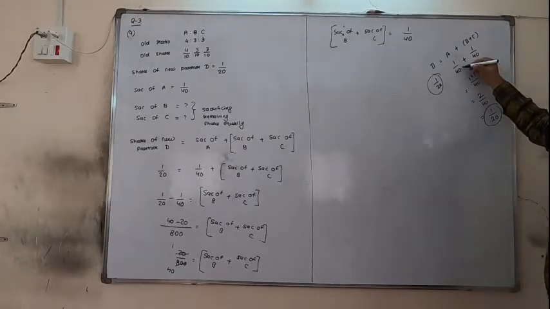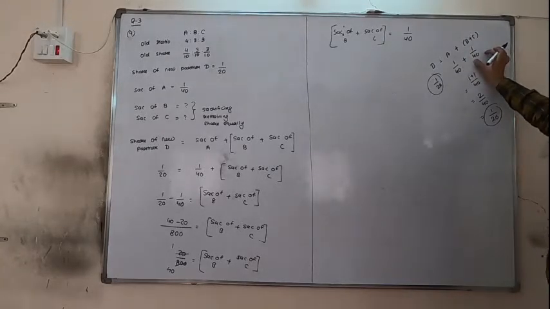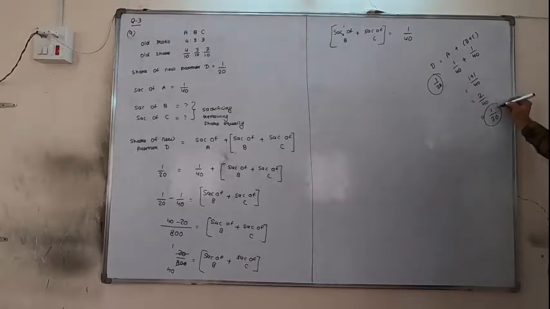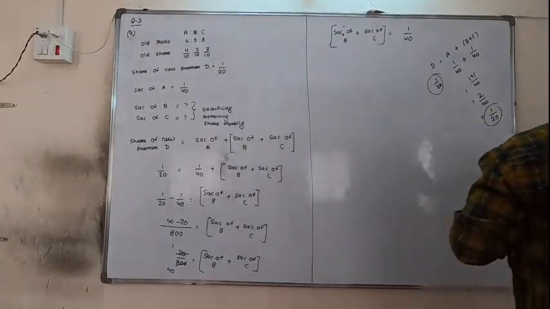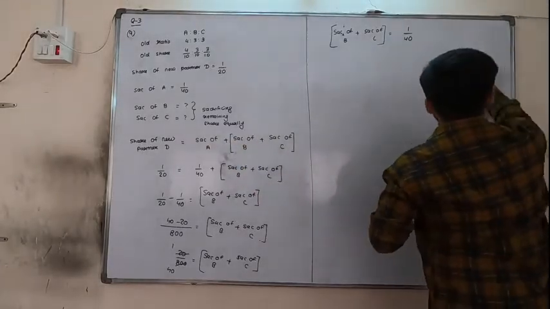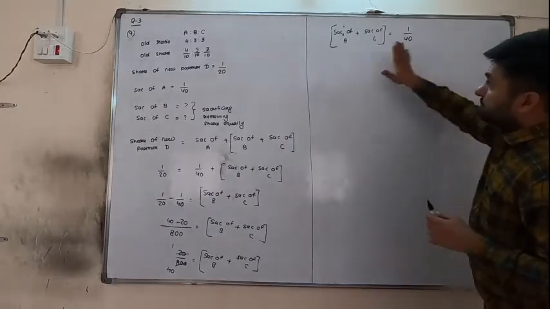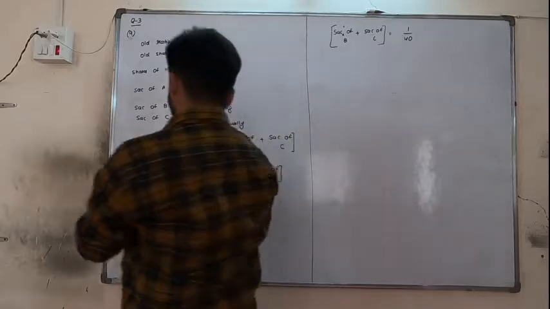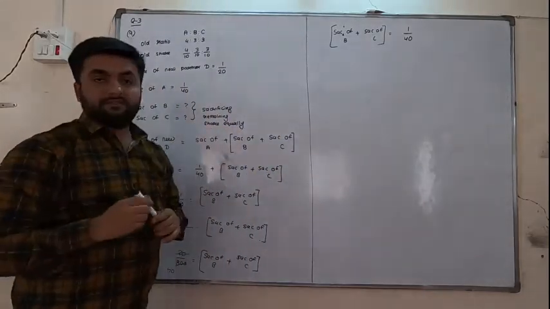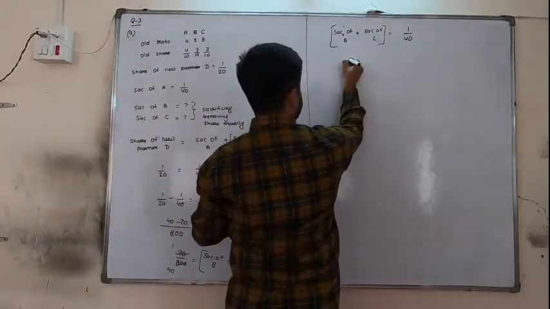For A it is 1 by 40. For collectively B and C it is 1 by 40. So 1 by 40 plus 1 by 40 is 2 by 40. If we cut, then it is 1 by 20, and the share of the new partner is 1 by 20 only. Now what to do? Now total sacrifice of B and C is 1 by 40. Now they are sacrificing equally. So what is to be done?